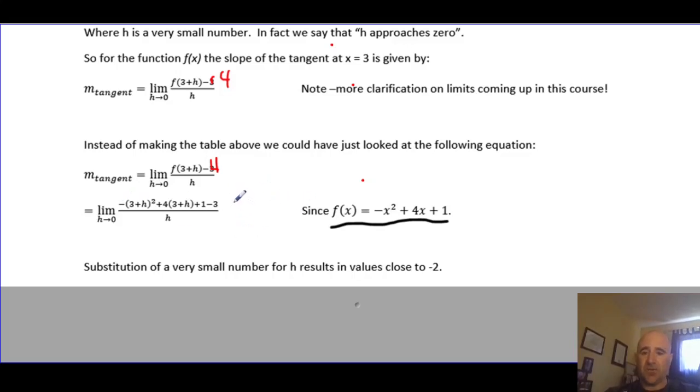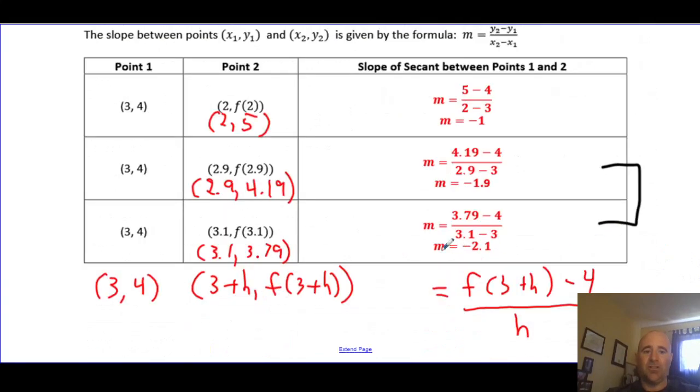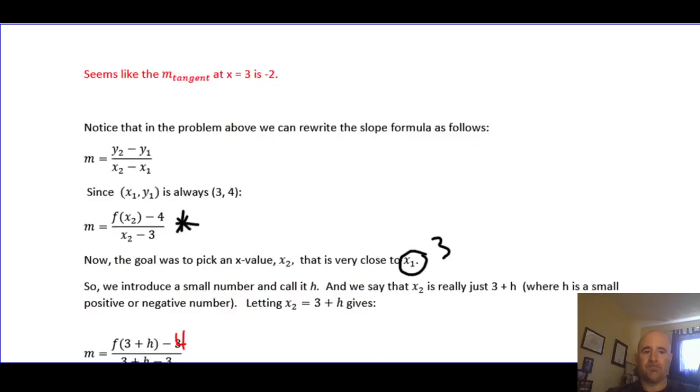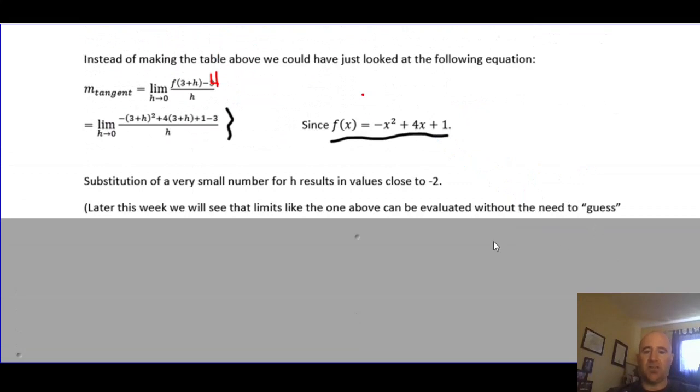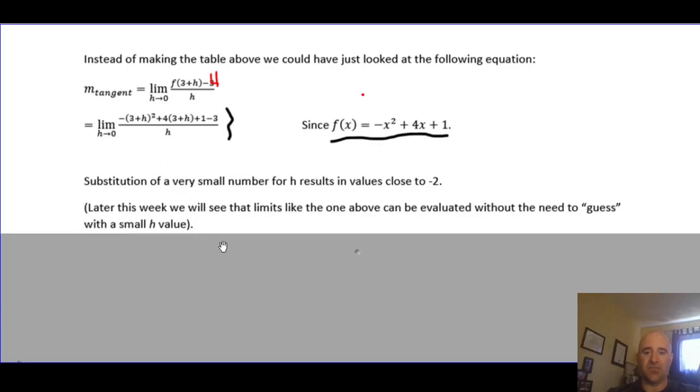So really, this right here is actually what I did when I made the table. I just broke it down into steps for you. I calculated the points separately and then put them in here, as opposed to looking at it all in one calculation. Later on, we're going to see that we can evaluate expressions like this without needing to guess. Obviously guessing isn't great. There's a way to become quite confident that this expression is actually equal to -2. This isn't a very difficult one, but I'm going to leave it for now. We could algebraically figure out why this has to be equal to -2.